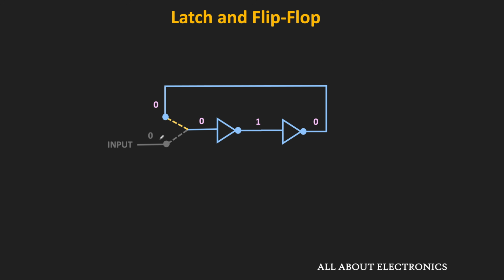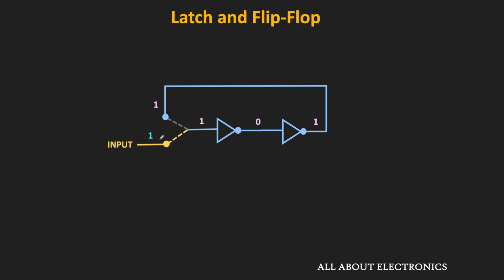Or in other words, the circuit is storing the logic 0, right? Similarly, we can also store logic 1. So let's say initially the switch is connected to the input side, and now this input is equal to logic 1. So the same logic 1 will appear at the input of the first NOT gate. This first NOT gate will invert that input and it will be given to the second NOT gate. And the output of the second NOT gate will be equal to 1. And the same 1 will also appear over here.